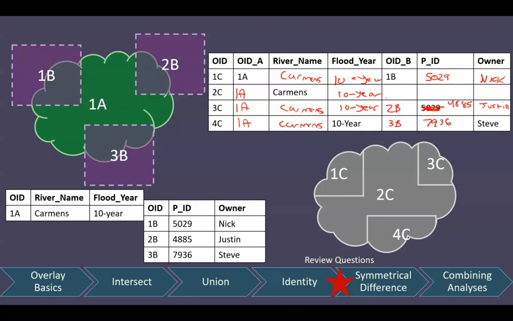Okay, so I skipped the second row, feature 2C, because I want to just reiterate the idea here that because it's identity, 2C represents that area of 1A that did not have any overlap. And when you don't have any overlap, whichever data was not overlapped, those attributes become NA. So in this case, this represents the Carmen's River floodplain that did not overlap any property, and so it has no property ID, it has no owner, and there is no feature ID.